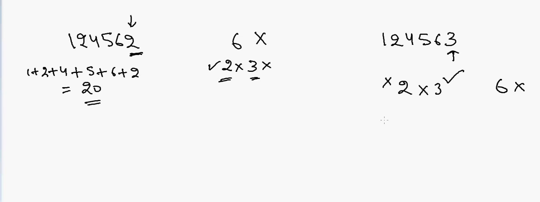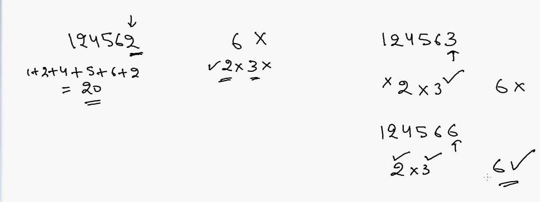Another modification we can make is to change the last digit to 6. So if I have 124566, then this is both even, and the sum is still divisible by 3. So we'll have 2 into 3, it passes the test both for 2 and 3. So therefore it should be divisible by 6. That's how we do the test for divisibility by 6.